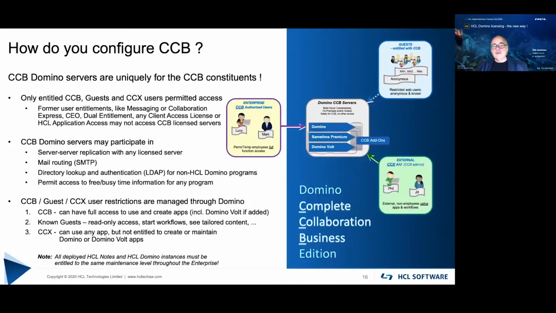We also permit, and very clearly have stated that now in the license, directory lookup and authentication. So your Domino servers can act as an LDAP service for other programs, for non-HCL Domino programs. And by the way, in order to enable some of the partner programs that we have out there that manage calendar interoperability and calendar lookup, those servers under CCP permit access to free busy time information for any program. So we do not need to have another license for a program to do that. They are absolutely perfectly fine to do these kinds of actions with a CCP licensed server.